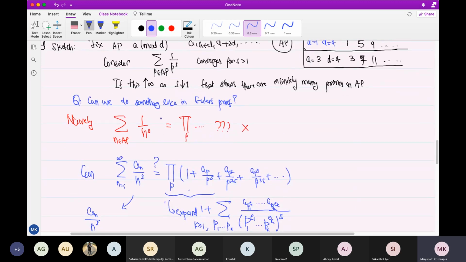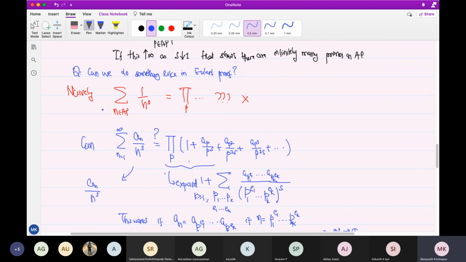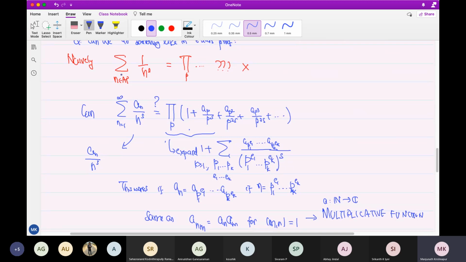So we thought that naively something like this would be helpful: the summation of 1 by n to the s, n in the arithmetic progression. Apparently that doesn't seem very helpful. But now we generalized it by putting some coefficient, figuring out that you should take something completely multiplicative and then put characters. But how will that help here?